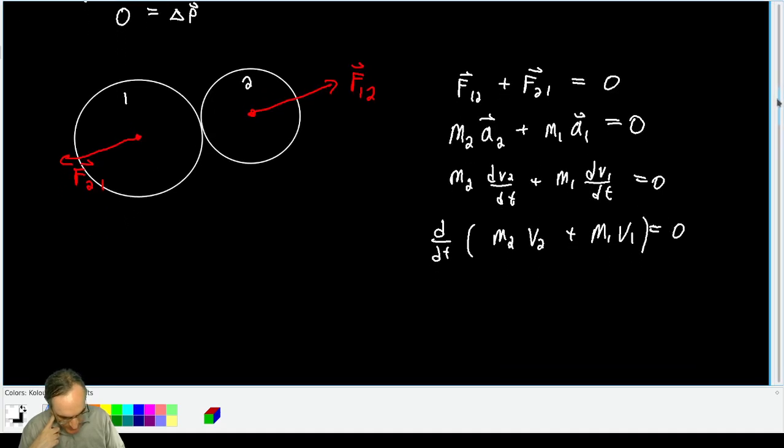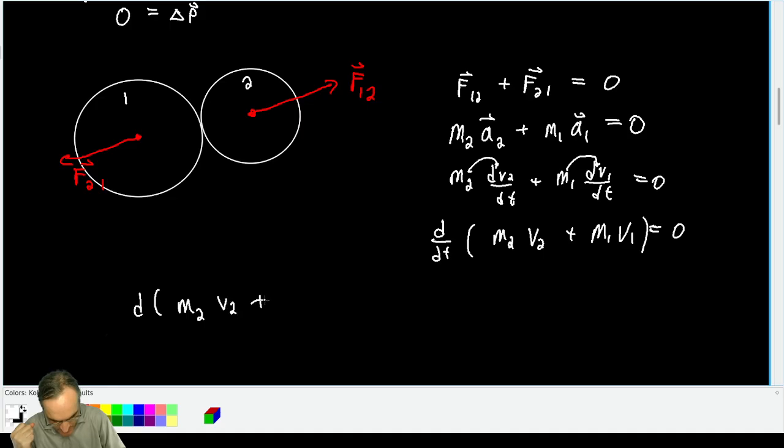All right, what did I do here? Well, I just took advantage of the fact that M2 is constant, so I could pull it inside. M1 is constant, so I can pull it inside, which means the derivative can be pulled all the way out in front of everything else. So d/dt of the quantity M2 V2 plus M1 V1 equals 0. All right, we're going to do the separate and integrate thing. So we have d of M2 V2 plus M1 V1 equals the integral of 0 dt.